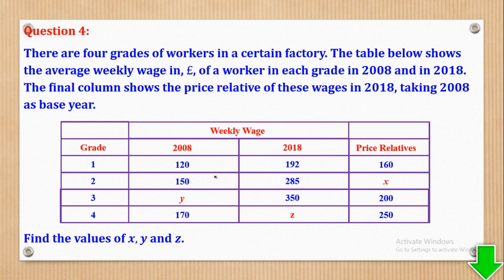So here, this is the current year and this is the base year, meaning to get this column of price relative, they said this price divided by this price multiplied by 100.